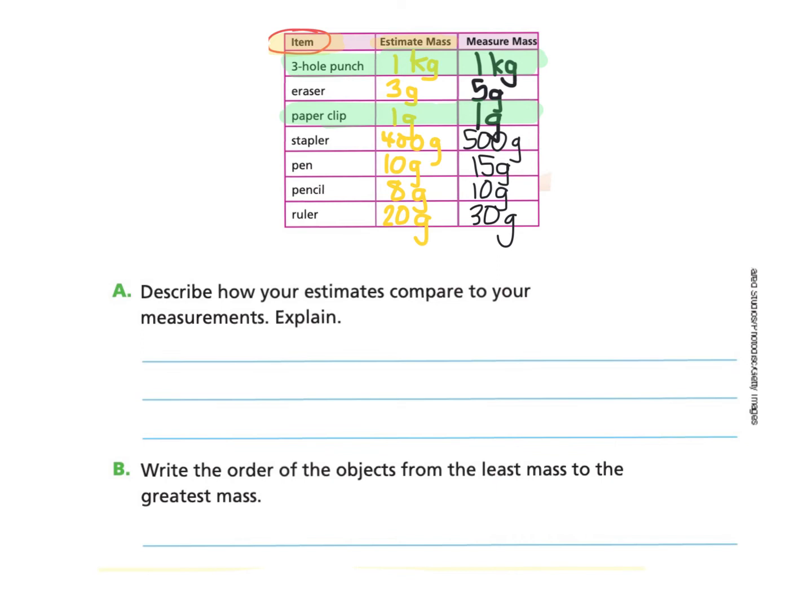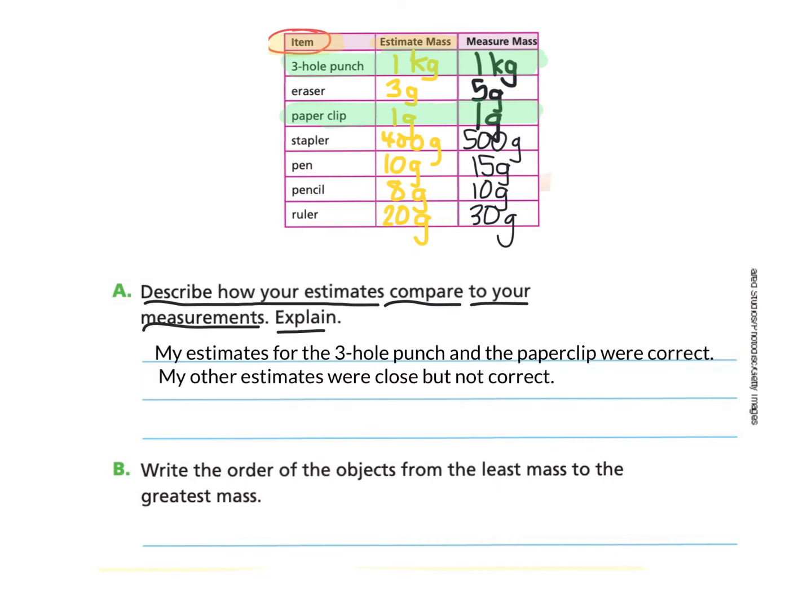So looking at part A, it's asking me to describe how your estimates compare to your measurements. And I need to explain my thinking. So I will answer, my estimates for the 3-hole punch and the paper clip were correct. My other estimates were close, but not correct. And maybe your answer is going to look different than mine because you estimated different than I did. So that's okay.